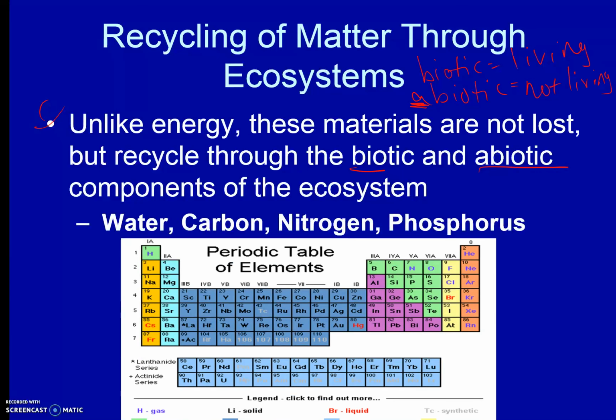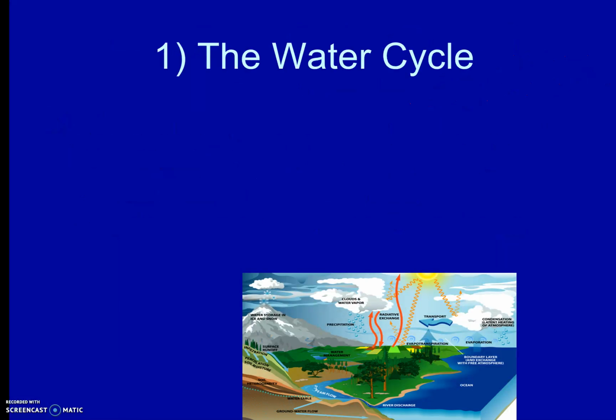And when we're talking about matter, we're going to be talking about 4 different components. We're going to talk about the pure elements of phosphorus, nitrogen, and carbon, and then also the universal compound water, which is made of hydrogen and oxygen. First cycle we're going to talk about is the water cycle.